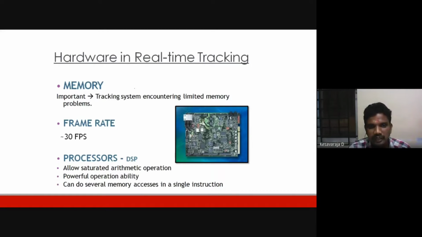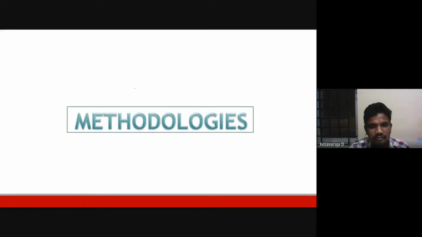It needs high memory and an excellent frame rate. Normally the frame rate is 30 frames per second, and an excellent processor for processing that data. Now we are entering the core methodology of augmented reality in object tracking as well as detection.